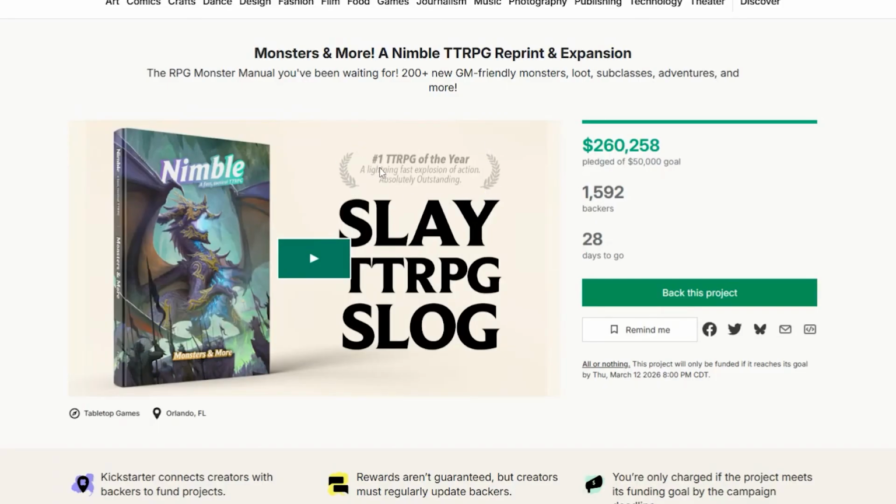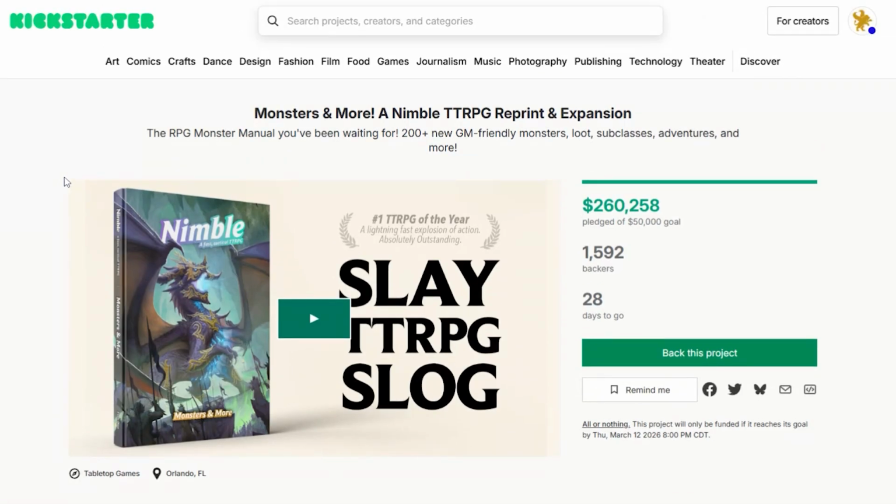So it says it's a tabletop RPG. It says it's the Nimble tabletop RPG, and it's the monster manual you've been waiting for. 200 plus new GM friendly monsters, loot, subclasses, adventures, and more. And then it's accompanied by the image, which is actually the only thing that I think does a really good job in the opening statement, that above the fold section. Slay TTRPG Slog is the only area in this above the fold section that addresses the thesis, the main idea.